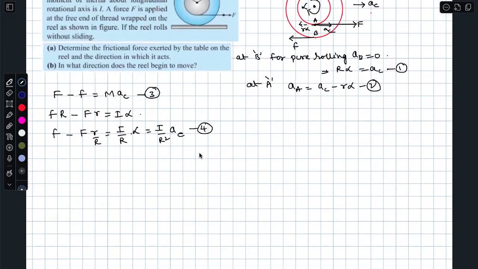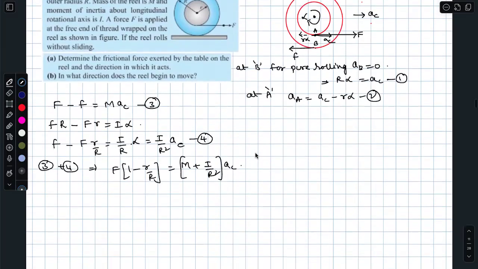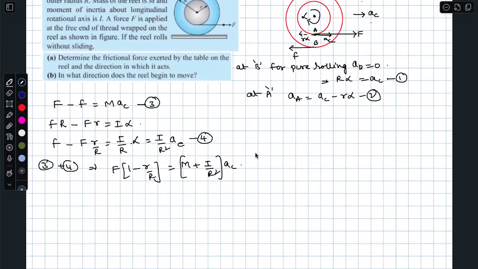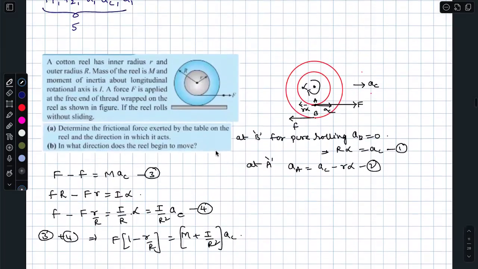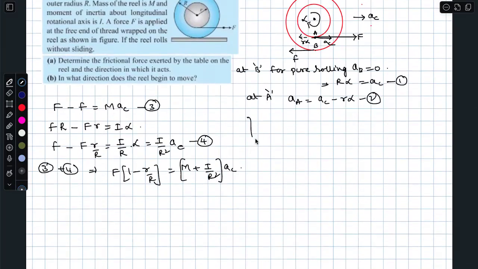Now with this, what can be done? You take the sum, 3 plus 4. When you take 3 plus 4, you will get F times 1 minus small r by capital R is M plus I by R square AC. So I got F. You may ask me what is AC, that also I'll give, no issues. But basically I got F. They have already given F, so I get AC.